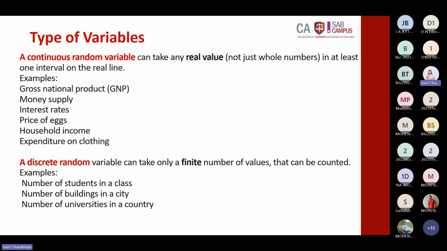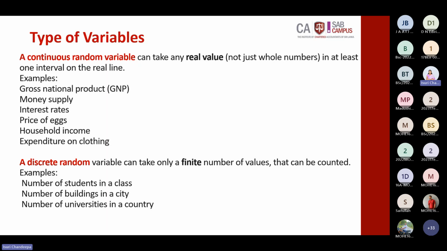What do we mean by a continuous variable? It can take any real value in at least one interval on the real line. What are some examples? Gross national product, GNP, GDP, money supply, interest rate, the price of eggs, householders' income. Those are some examples of continuous random variables.